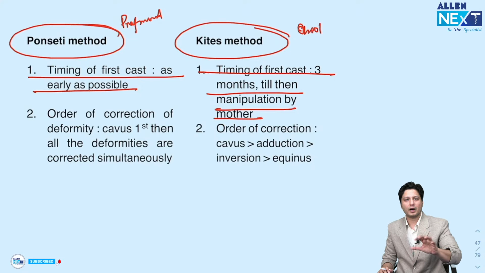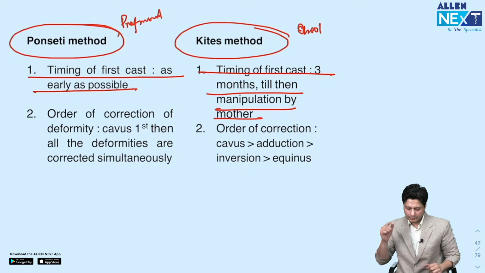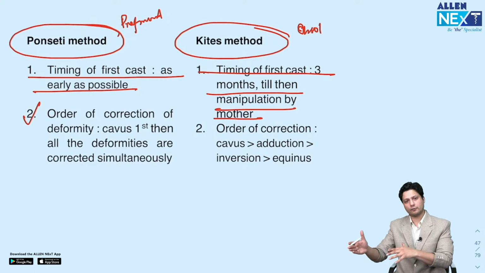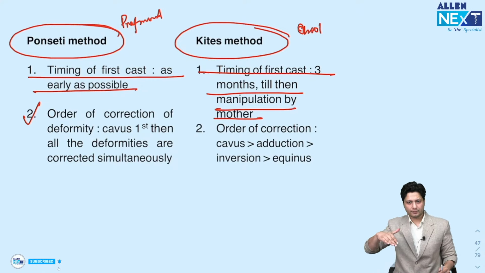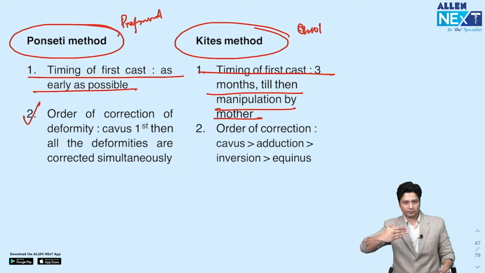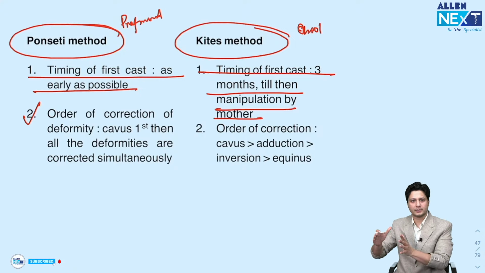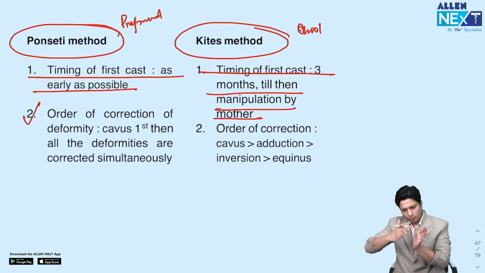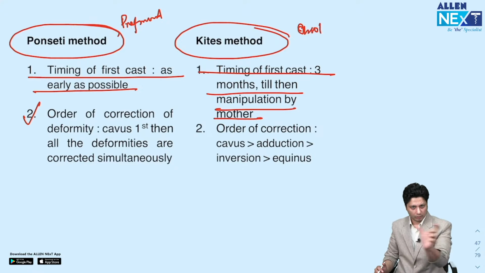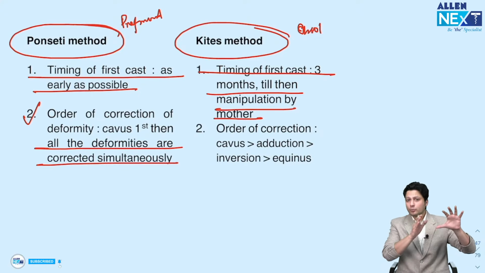It is not having a better outcome, all right. By that time, the deformity might get more rigid. Second point is the order of correction of the deformity. In case of the Ponseti method, the first cast is applied in excessive supination to correct the cavus, and after that all the deformities are corrected simultaneously. So the foot is molded and deformities are corrected simultaneously. Apply the cast, repeat the cast after 1 week, repeat the cast again after 1 week. So gradually all the deformities are over corrected. All the deformities, remember, are corrected simultaneously according to Ponseti.